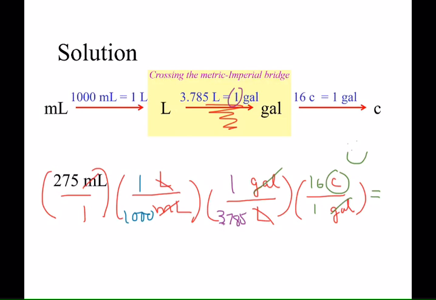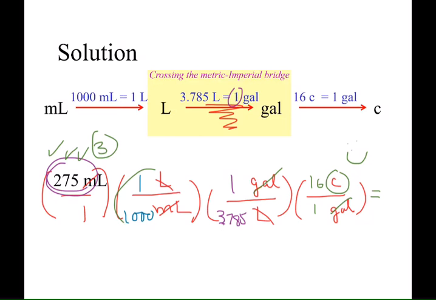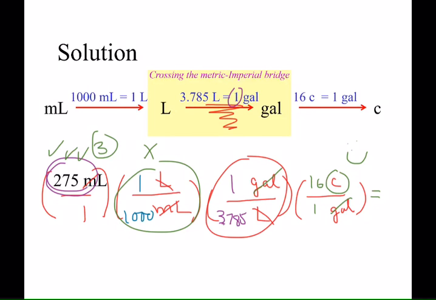So let's double check before I show you the answer. How are we going to round this? Well, is there uncertainty in the 275? Yes, there is uncertainty, so I'm going to count 3 sig figs there. Is there uncertainty in this term? No, it's by definition. Is there uncertainty in this term? Yes, it's approximate. Remember, exactly 1 gallon is approximately equal to 3.785. So I got 4 sig figs there.